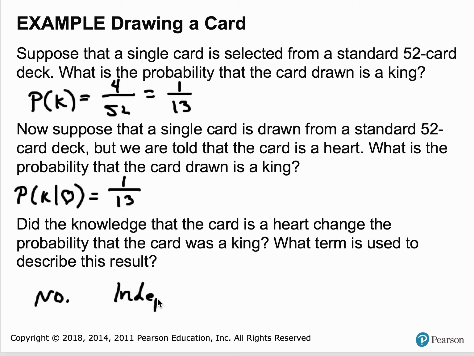What term is used to describe this result? Independence. Right? Independence. If the effect of event E has no effect on this, they are independent, right?